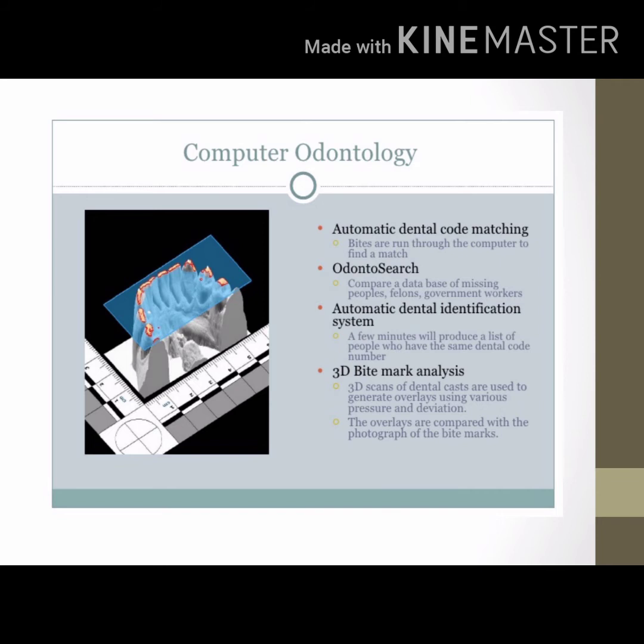Odonto search compares the databases of missing people, felons, and government workers. Automatic dental identification system: in a few minutes it will produce a list of people who have the same dental code number. 3D bite mark analysis: 3D scans of dentition are used to generate overlays using various pressure and deviation. The overlays are compared with the photograph of the bite marks.